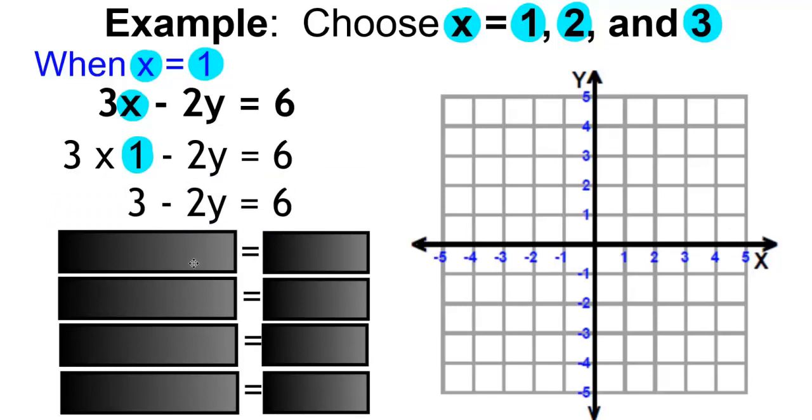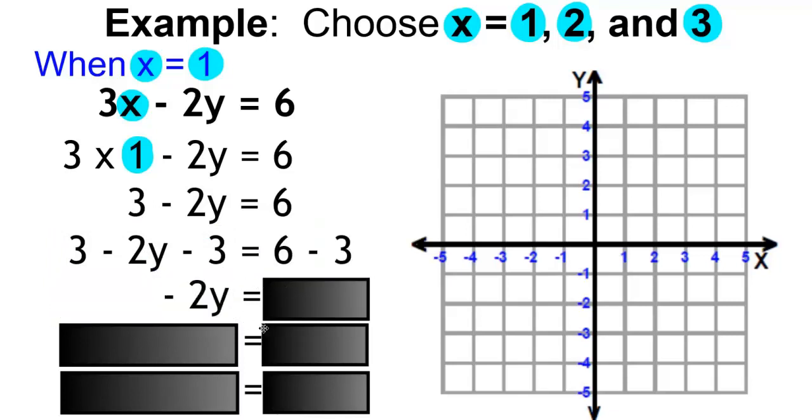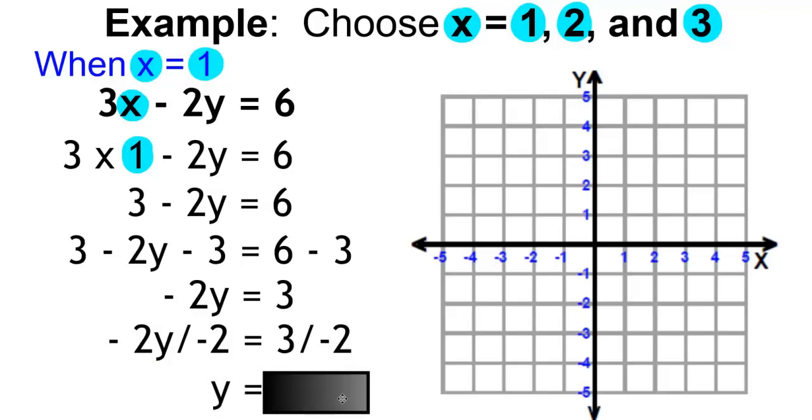The next step is to remove the 3 by subtracting it from the left-hand side, which means we subtract 3 from the right-hand side. The 3's will cancel, leaving us with negative 2y, and 6 minus 3 is 3. Next, remove the negative 2 multiplied by y by dividing it by negative 2, which means we divide the right side by negative 2. The negative 2's will cancel, leaving us with y, and 3 divided by negative 2 will give us an answer of negative 1.5. So when x is equal to 1, y is equal to negative 1.5.